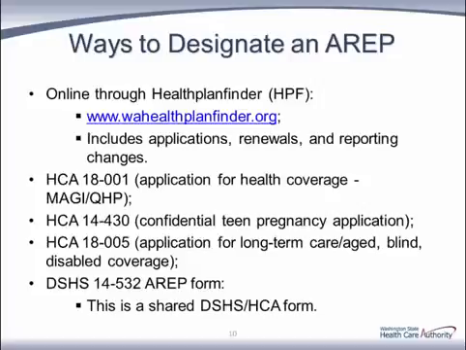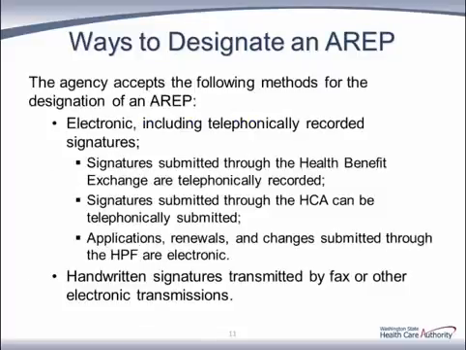Please note that the quickest and easiest way for an individual to designate an authorized representative is to go online at www.wahealthplanfinder.org and update their application accordingly. The agency accepts the following methods for the designation of an authorized representative: electronic, including telephonically recorded signatures. Signatures submitted through the Health Benefit Exchange are telephonically recorded. Signatures submitted through the Healthcare Authority can be telephonically submitted. Applications, renewals, and changes submitted through the Health Plan Finder are electronic. Handwritten signatures transmitted by fax or other electronic transmissions.